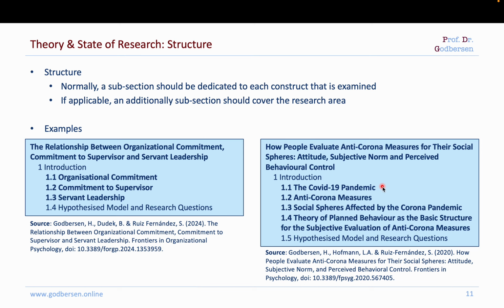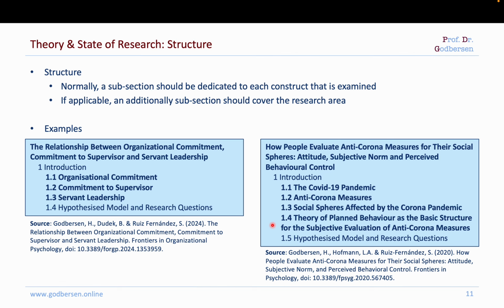Explain what this is. Then the anti-corona measures. You could say the first two subsections are covering the research area, and with the anti-corona measures, the overall research objects. Then, with our constructs, we are examining the social spheres and the elements of the theory of planned behavior. We also had a subsection dedicated to the social spheres affected by the COVID-19 pandemic and the anti-corona measures. And furthermore, a subsection for the theory of planned behavior to structure the subjective evaluation of anti-corona measures.